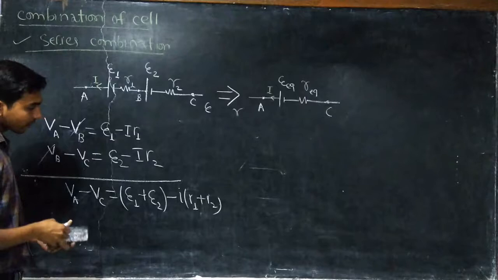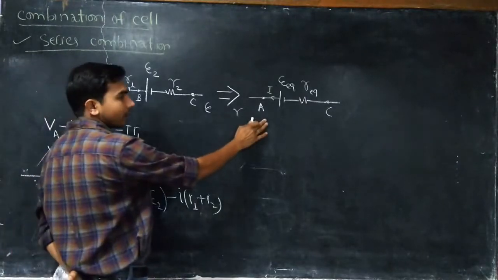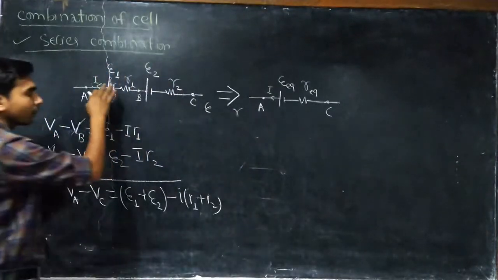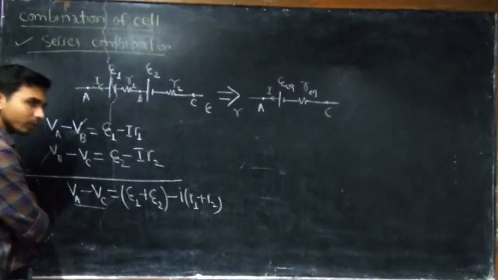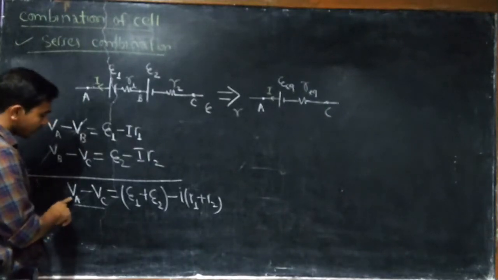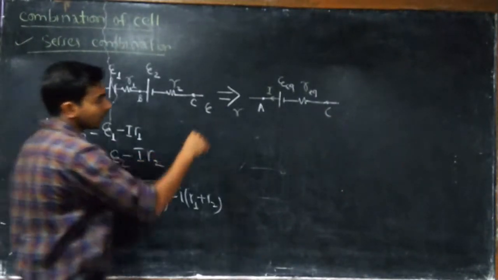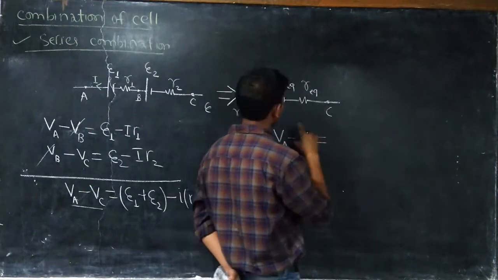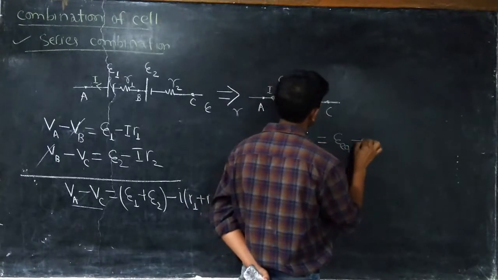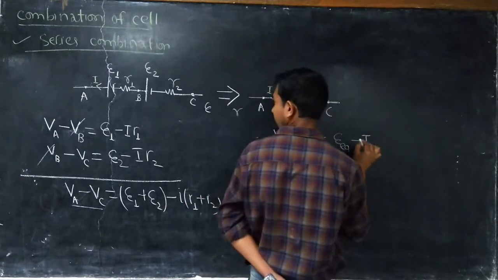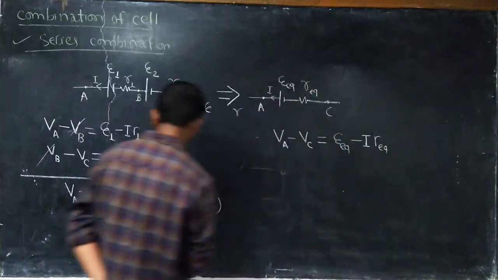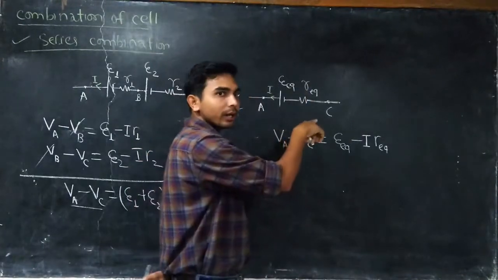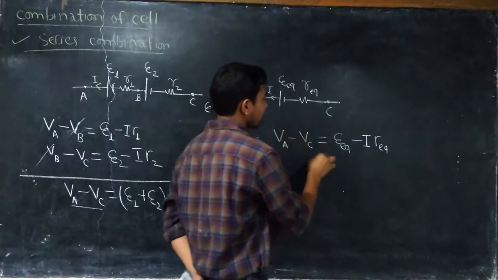Now you can see here, this is the equivalent, creating the same potential as created by this combination. This combination is creating this much potential across VA minus VC. So similarly here we can write for this one the potential across VA minus VC, and that will be E equivalent minus I R equivalent, right? And this is the equivalent cell.